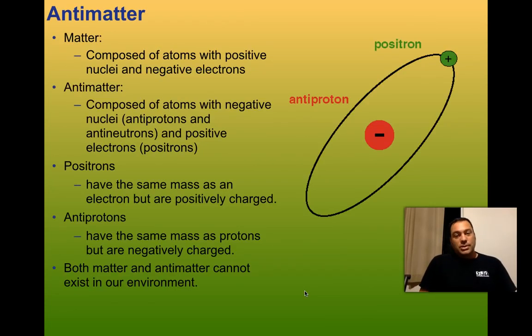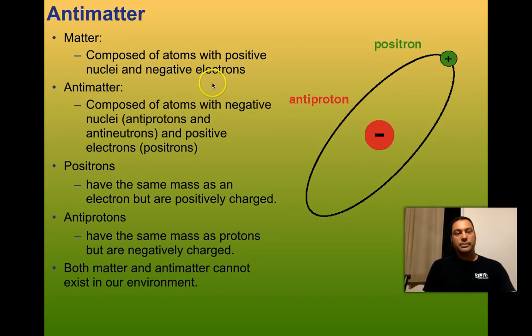So I just decided to go ahead and throw this in here. This is really cool stuff. In addition to regular matter, there's the flip side of it, and it's called antimatter. It's basically where you just take all the charges of the subatomic particles and reverse them, right? So matter is composed of atoms with positive nuclei and negative electrons.